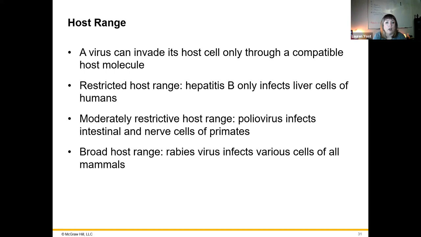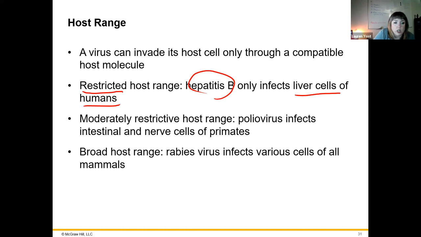A virus's ability to infect certain cells is often determined by the glycoproteins on the spikes on the outside of the virions, as well as the host's protein surfaces. So how those proteins interact with one another, the host's surface proteins and the viral spike proteins, those glycoproteins. They're both glycoproteins, but one's host and one's virus. So that determines host range. Some of them have a wide range and some of them very specific. So we have a restricted host range. So Hep B, only liver cells of humans. That's the only thing it can infect.